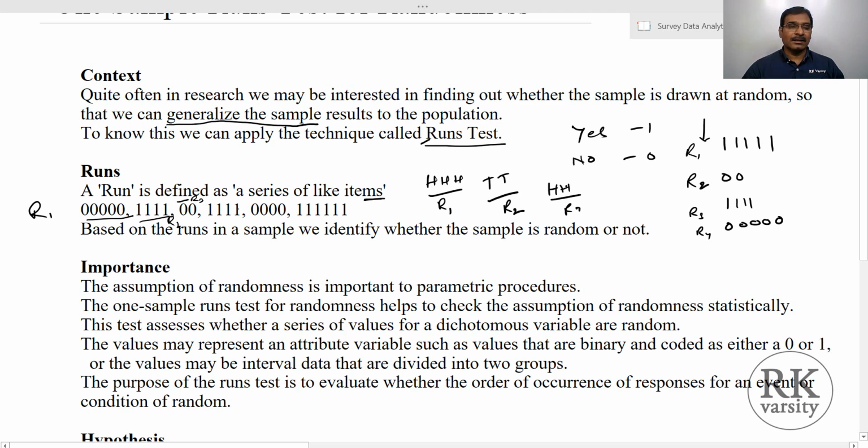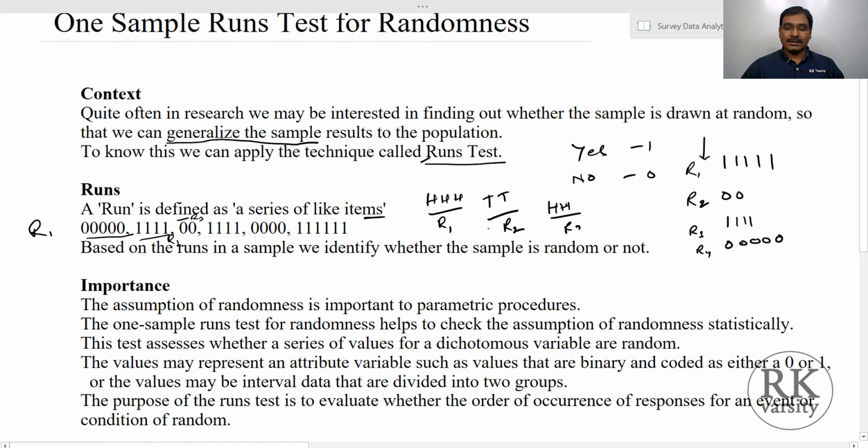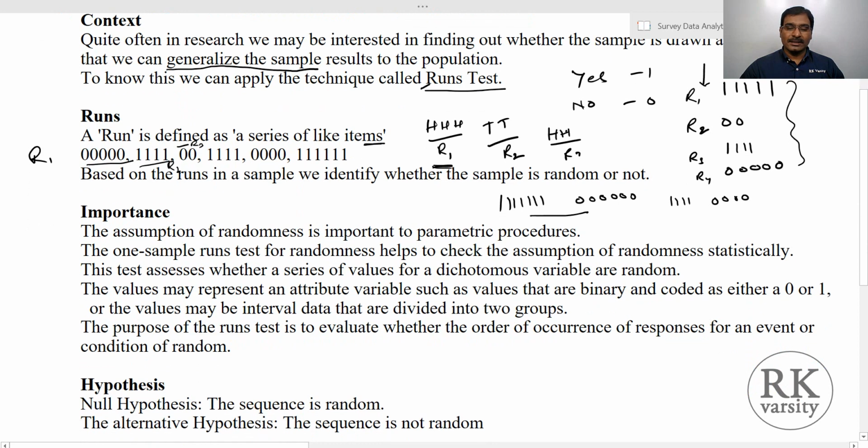In the one sample runs test for randomness, we try to calculate the randomness using the runs. If there is a similar kind of pattern, for example 1, then an equal number of zeros, then an equal number of yes and no, then we can say that there is a pattern. If there is a pattern, then there is no randomness. If there is no pattern, we call this randomness.